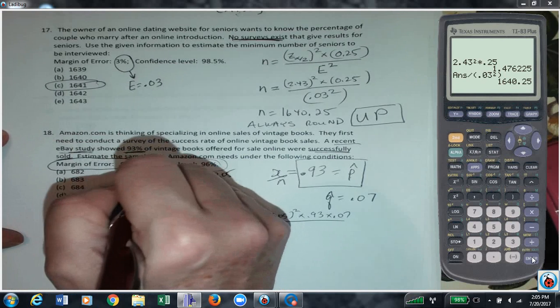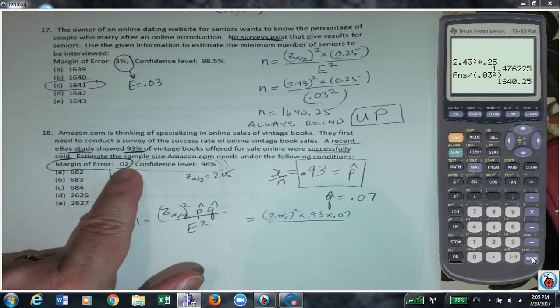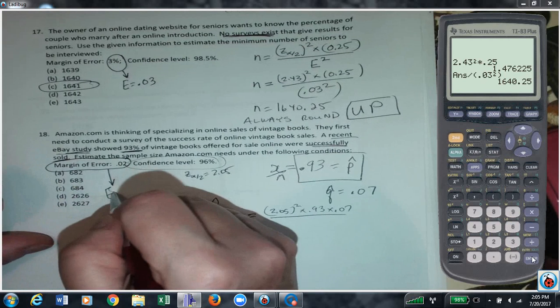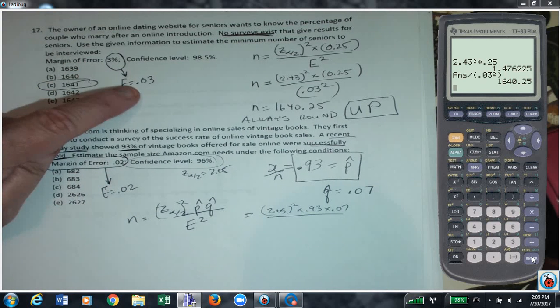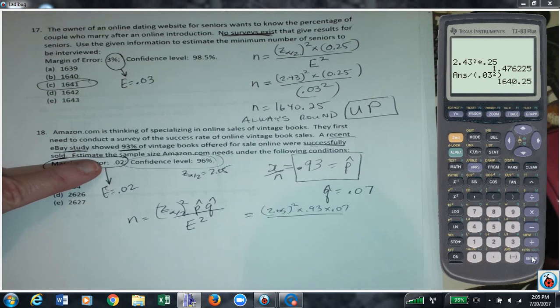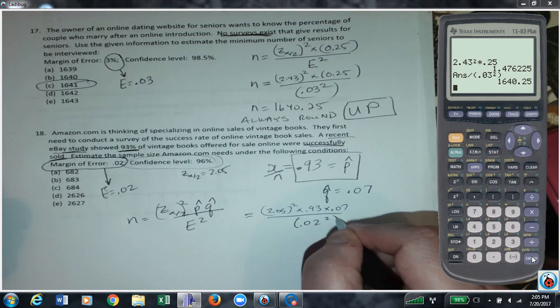Now, the margin of error, we were not given it as a percentage. We were given the actual number. So E is equal to 0.02. If it's a percentage, you convert it to a decimal. It wasn't a percentage here. So I'm going to have E squared, so that's just going to be 0.02 squared.